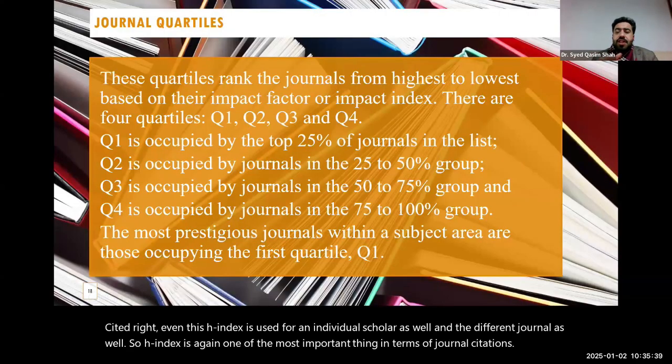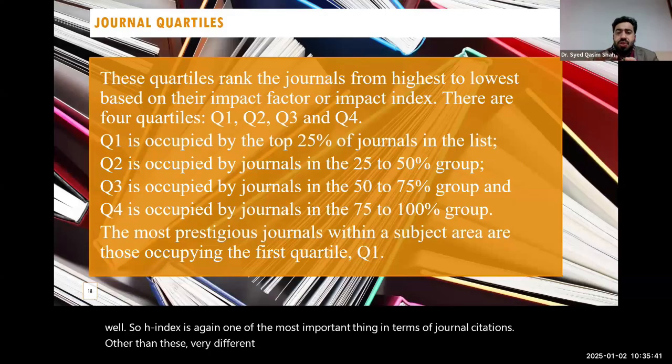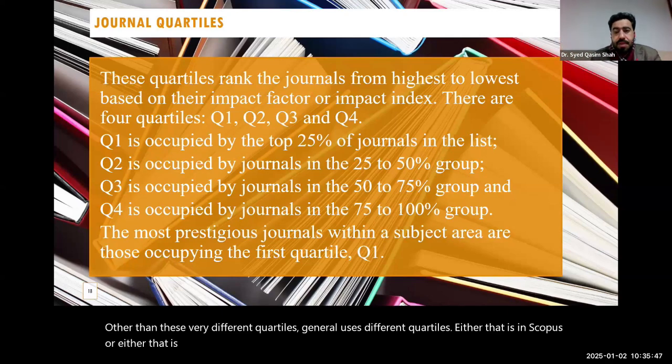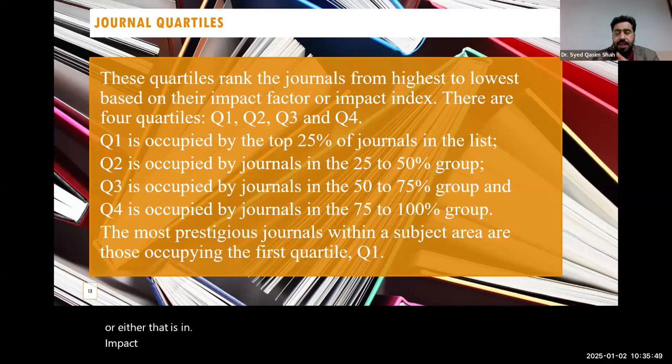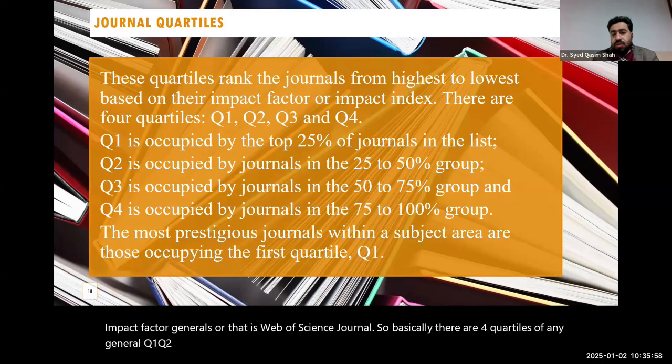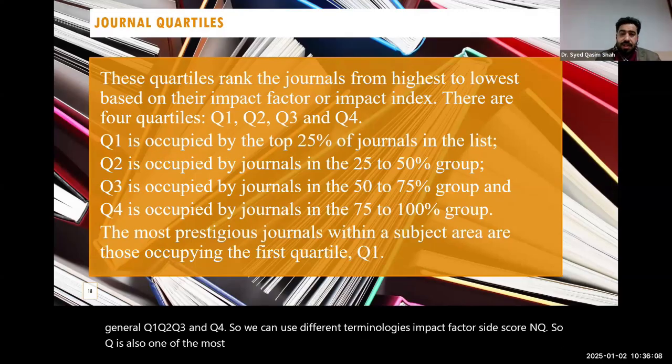Other than these, journals use different quartiles, either in Scopus, or in impact factor journals, or in Web of Science journals. Basically, there are four quartiles of any journal: Q1, Q2, Q3, and Q4. So we can use different terminologies: impact factor, CiteScore, and Q.